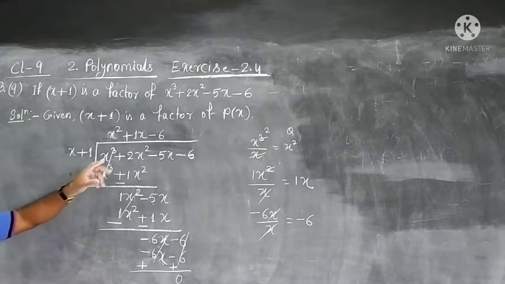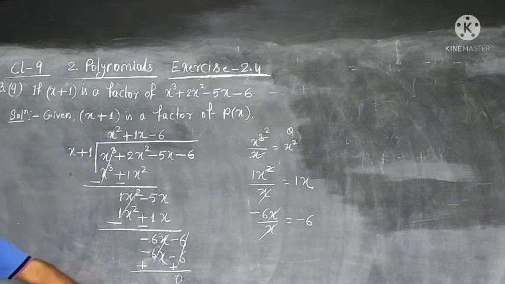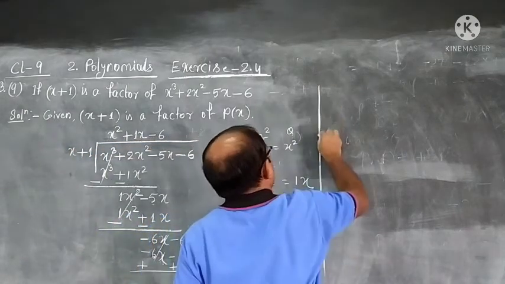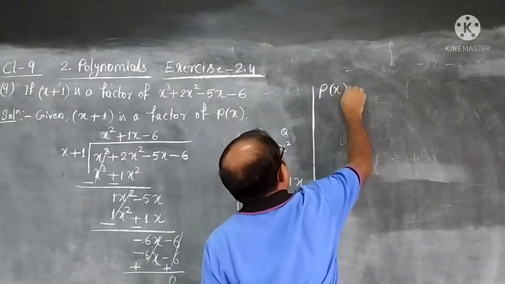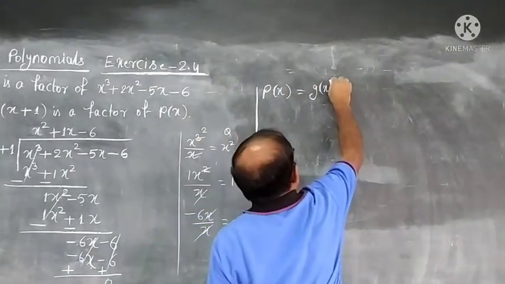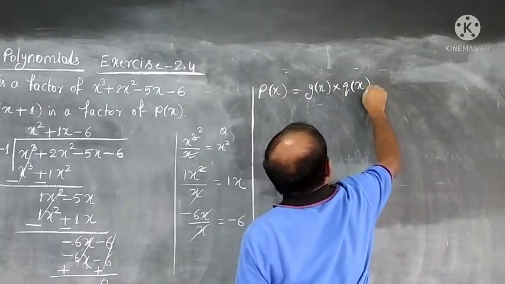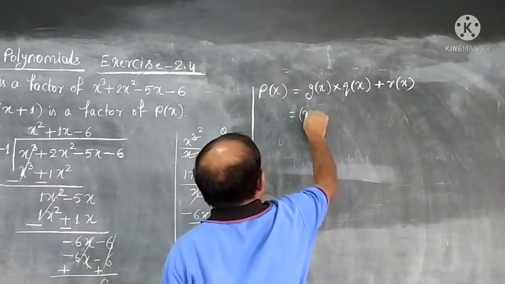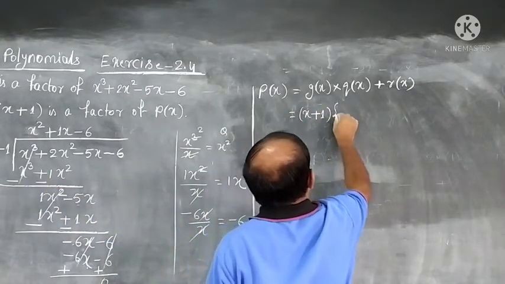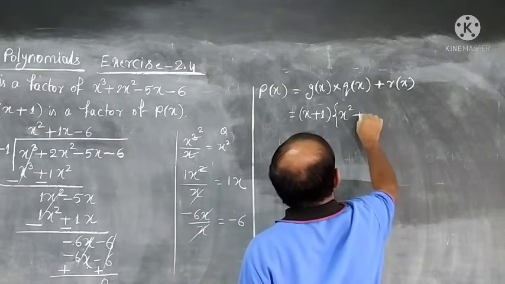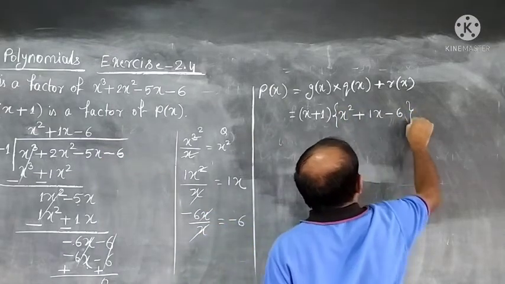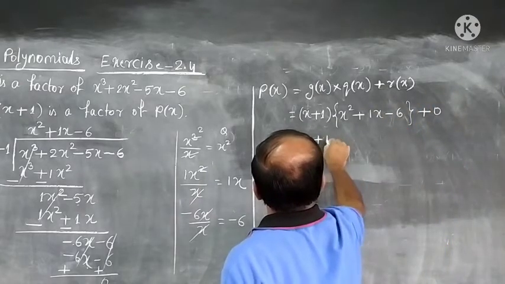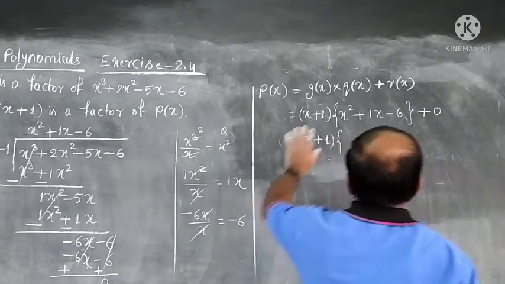What was that? Px equal to gx into qx plus rx. Last part of this factorization of polynomial. So, now we go for Px equal to divisor gx into quotient qx plus remainder rx. Gx is x plus 1, qx is x square plus 1x minus 6, and rx, you know, is 0, we just write it and then leave it, nothing to use for 0.